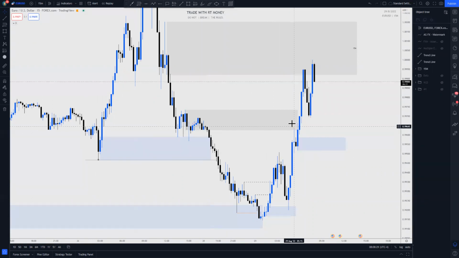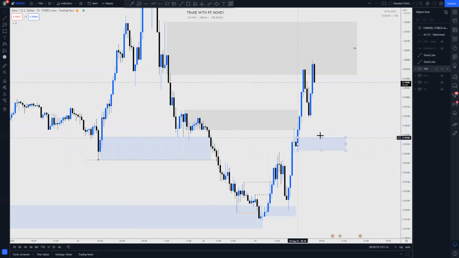You got to wait. You got to wait until this zone is taken out before you start thinking of taking a long here, before you start taking a long on the flip. But as far as shorts are concerned, this was not a good place to take shorts unless you see your entry model. That would require a 15-minute break of structure like we had here. All right, a change of character here. That didn't happen. So price breaks through.